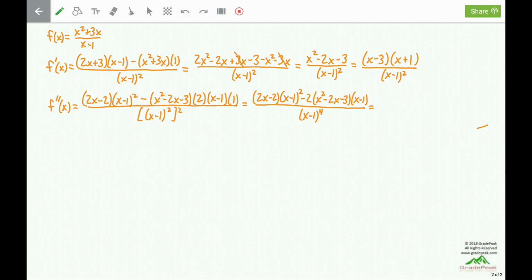We want to fully factor the second derivative. In the numerator, it has a common factor of a power of x minus 1. We can factor out the lower of the two powers. We have a power of 2 and a power of 1. We can factor out the lower, which is the power of 1.